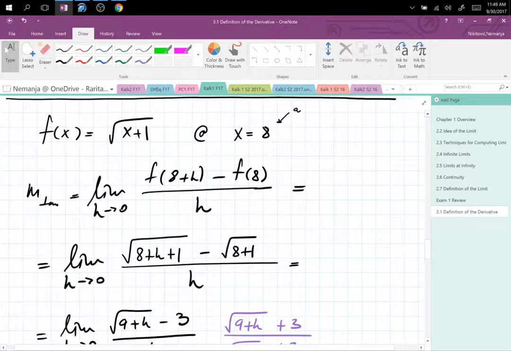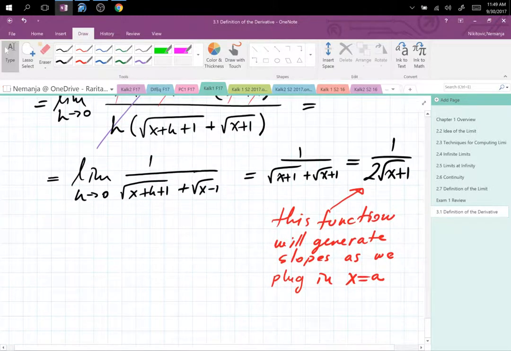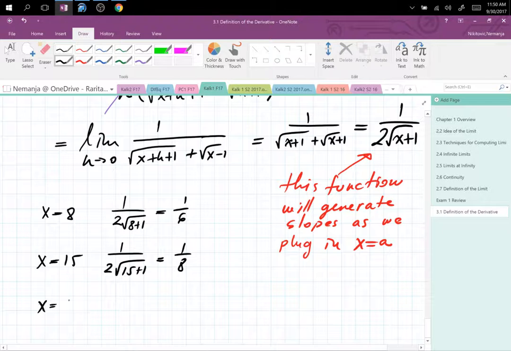x was 8. Plug it in. What do you get? When x was equal to 8, we had 1 over 2 square root of 8 plus 1. We get 1 over 6. Yay! Next time around was 15. 1 over 2 times square root of 15 plus 1 is, yay. Next time around, x equals 99. 1 over 2 square root of 99 plus 1.